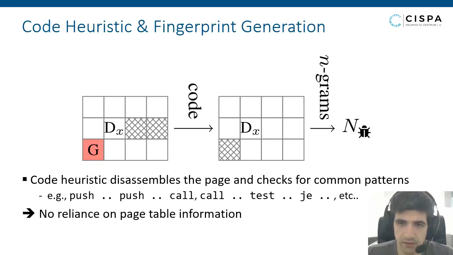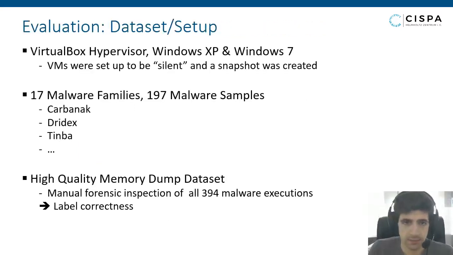Basically, our approach depends on nothing except for the instruction set architecture, x86, but changing that is merely an engineering effort. So after this step, we finally have a fingerprint that can be used for detecting the presence of a malware family in memory dumps. Now let's come to the evaluation of our paper.